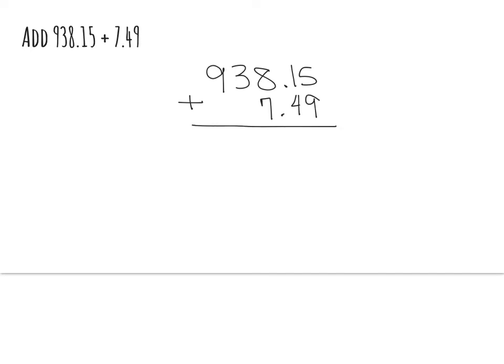At this point, you just add like you normally would, starting with the smallest place. 5 hundredths plus 9 hundredths is 14 hundredths, which allows me to regroup. 4 tenths plus 1 tenth plus 1 tenth is 6 tenths. When you get to the decimal, insert the decimal in the answer. 8 plus 7 is 15, carry the 1. 3 plus 1 is 4 tenths, and 900 plus no hundredths is 9.